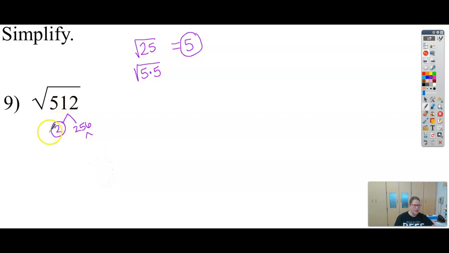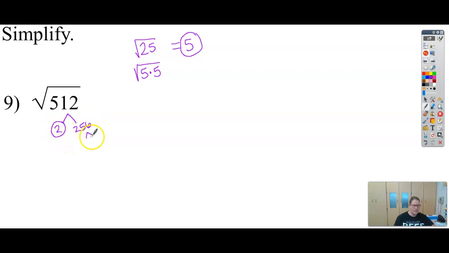So every time you hit a prime number, circle it. Remember, a prime number is a number that can't be broken down anymore. The only two numbers that multiply to 2 are 2 and 1, and so I don't want to go past that number. I don't want to go down to 1. So circle if it's prime. If it's not prime, keep going.